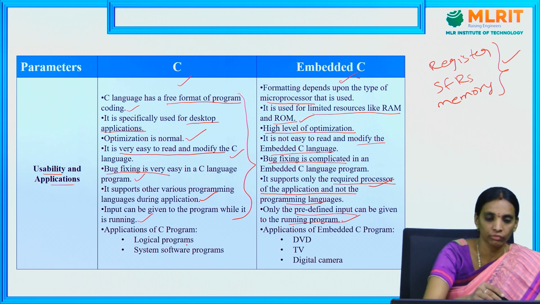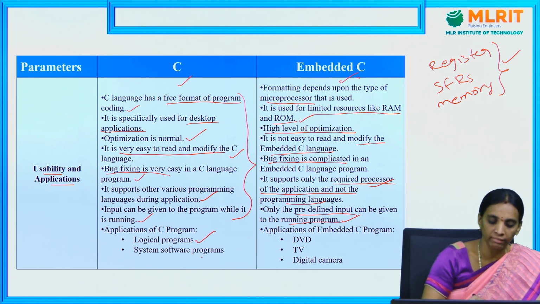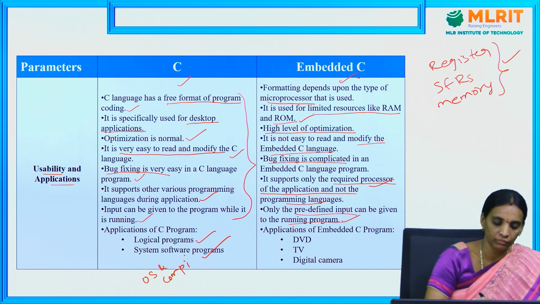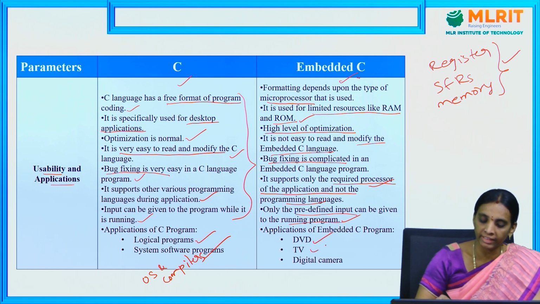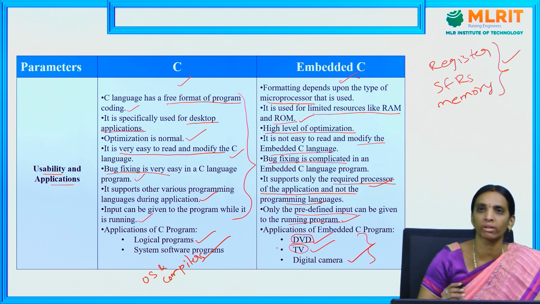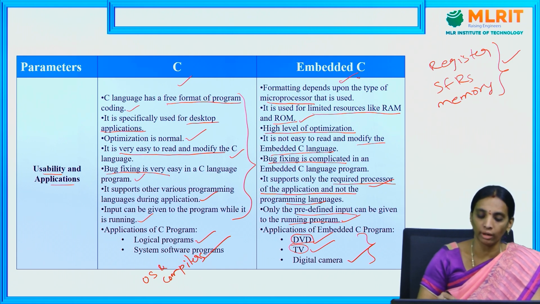The applications of C programming are the logical programs and system software programs. So basically it is used for developing OS and compilers. The applications of embedded C programming are the DVD, TV and digital camera. The programming is written specific to those applications only, so those are not used generally. Whatever program we have written for general processes is not implemented for these devices. The program which is written for these devices using embedded C is specific to those devices only.